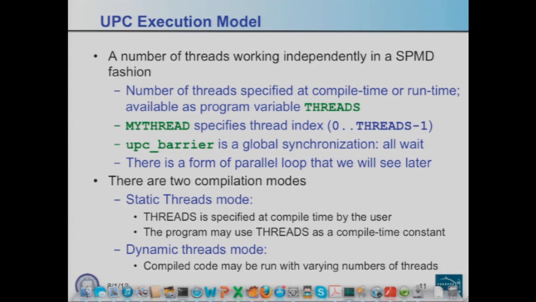And there's a couple of different compilation modes, and this is something that I won't talk a lot about right now, but it's important to understand when you write programs, because if you start using the THREADS variable in the wrong place, for example in declaring an array, it is not necessarily a compile-time constant unless you compile it in a way that makes it a compile-time constant. C doesn't let you put them in lower dimensions of arrays.